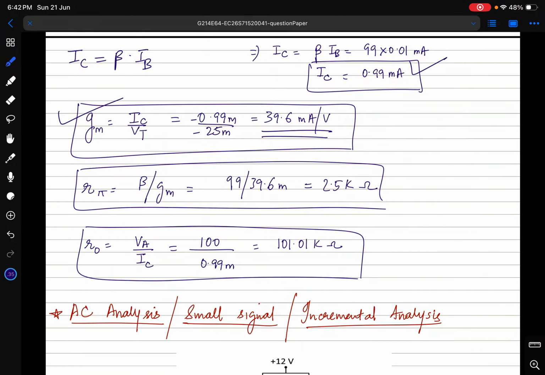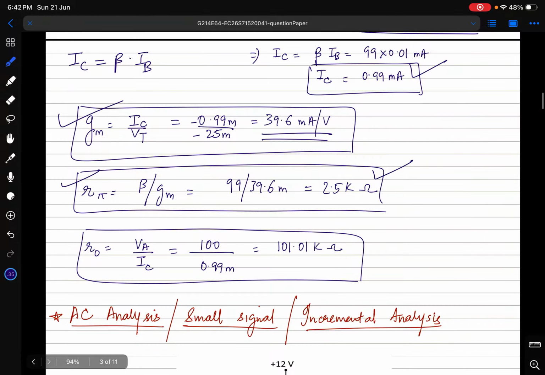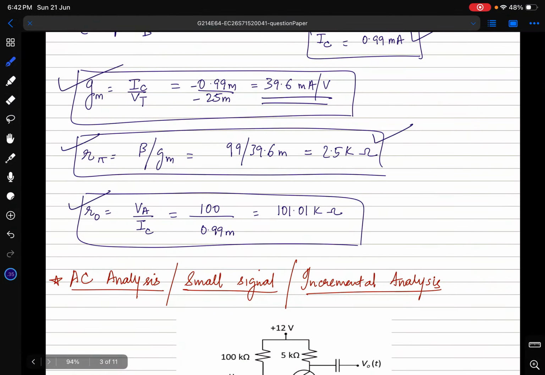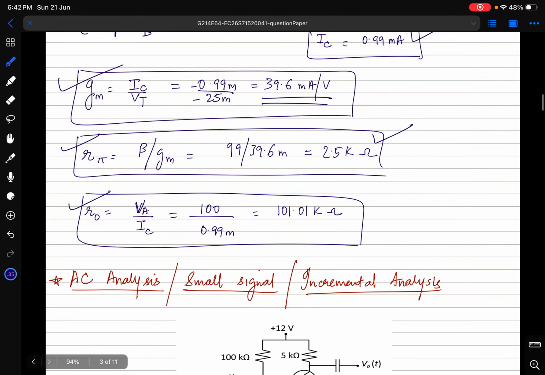R pi is given by beta by GM. Beta is 99, GM is 39.6, so R pi comes out to be 2.5 kilo ohms. Coming to R0, this is the resistance due to the early voltage, as I told earlier. It is given by early voltage VA divided by IC. The early voltage is 100 volts, so it will be 100 by 0.99, which comes out to be 101.01 kilo ohms. So we got GM, R pi, and R naught.